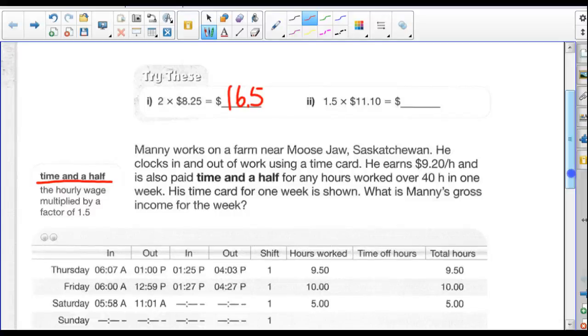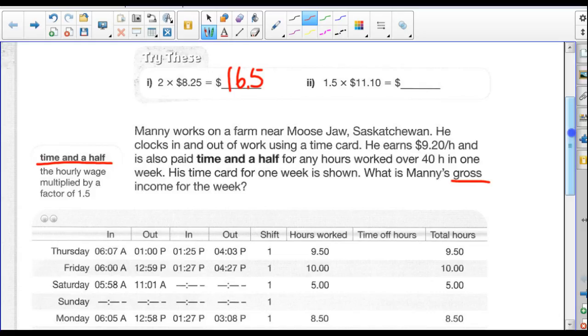Manny works on a farm near Moose Jaw, Saskatchewan. He clocks in and out of work using a time card. He earns $9.20 per hour and is also paid time and a half for any hours worked over 40 hours in that 1 week. His time card for 1 week is shown. What is Manny's gross income for the week? Well, we know what gross income is. Gross income just means the income that you make before any deductions are taken off your check.